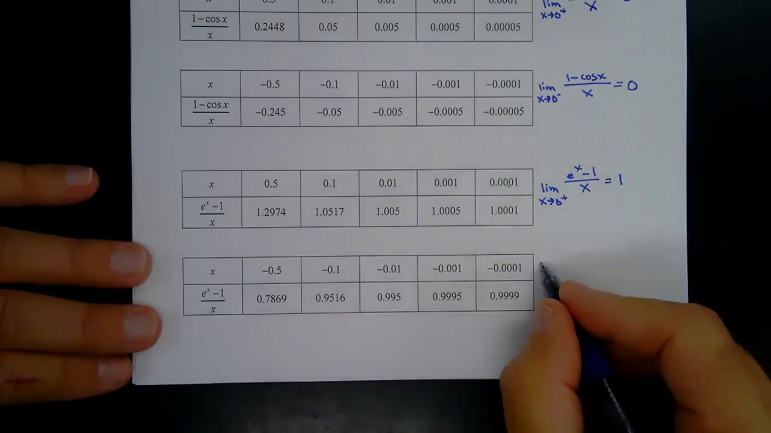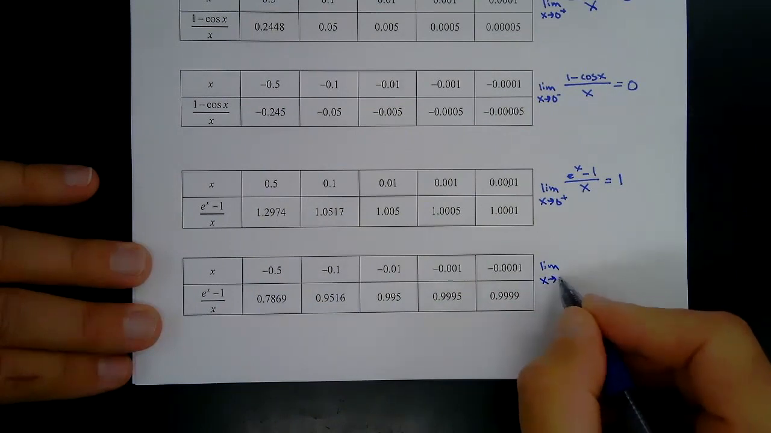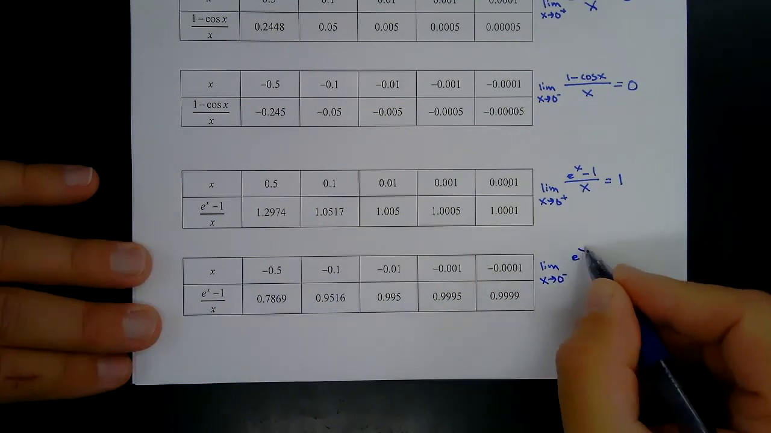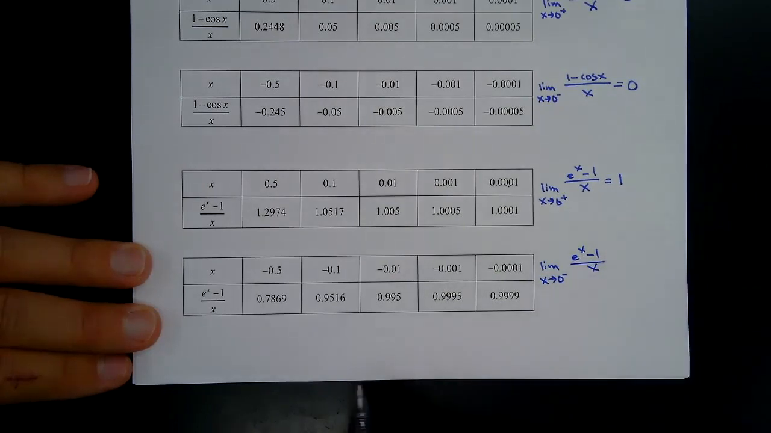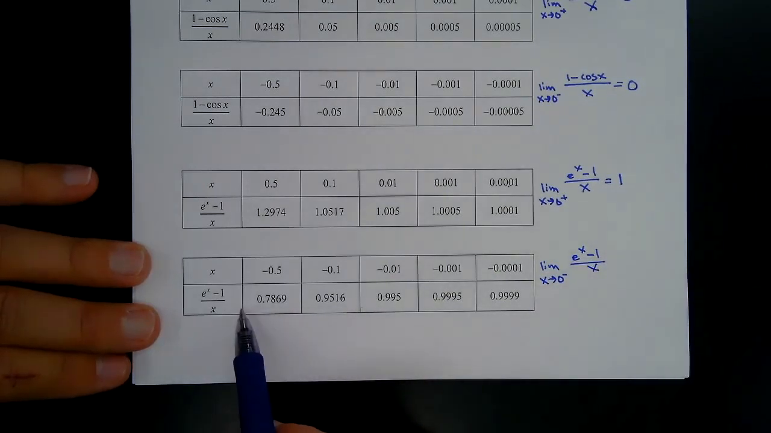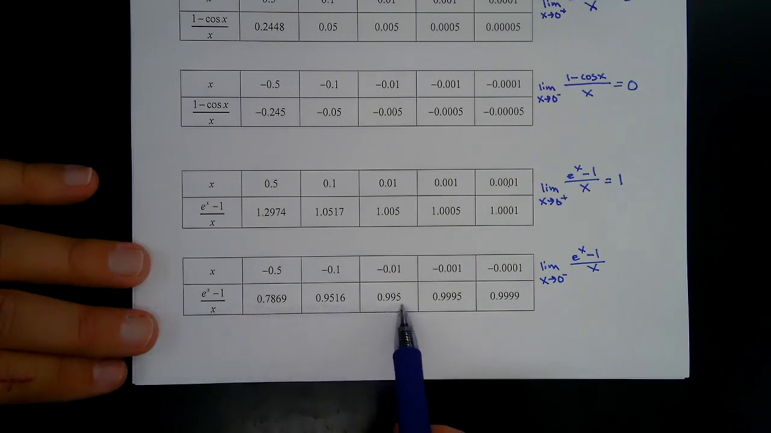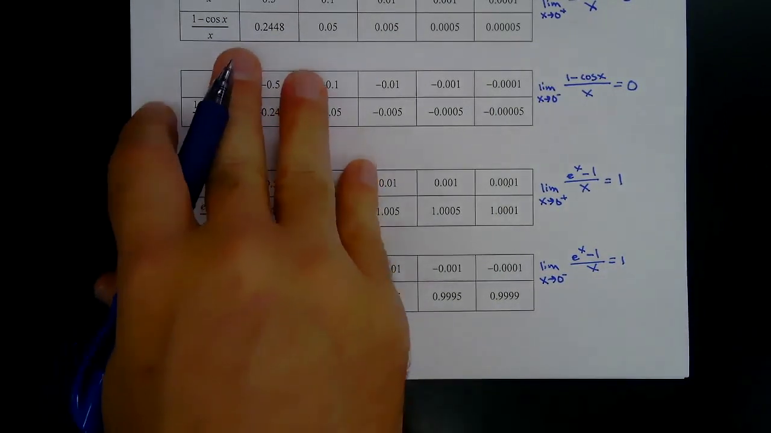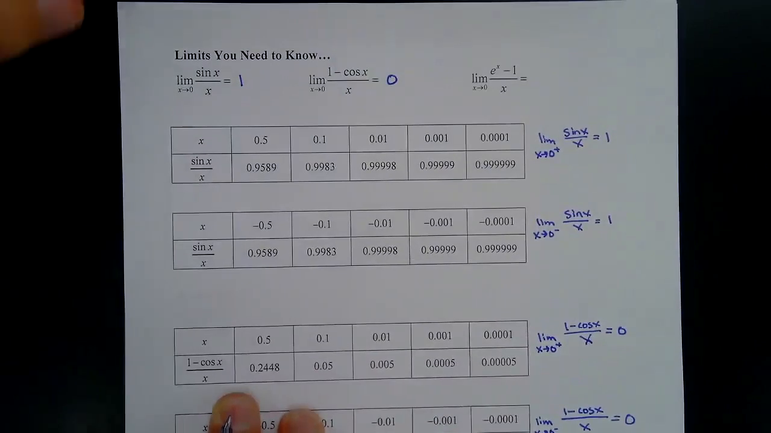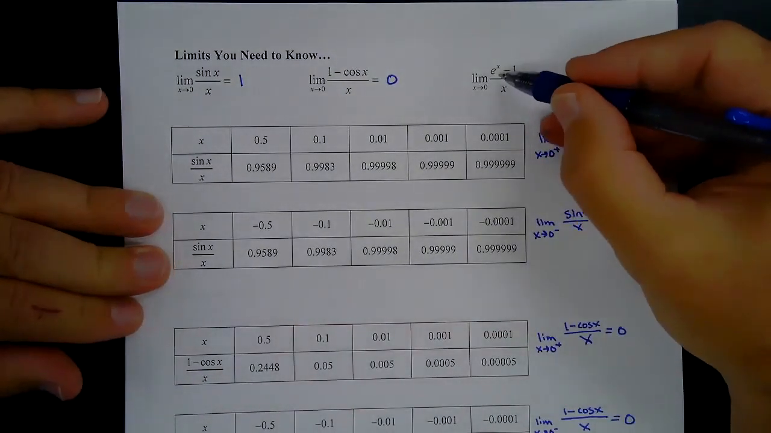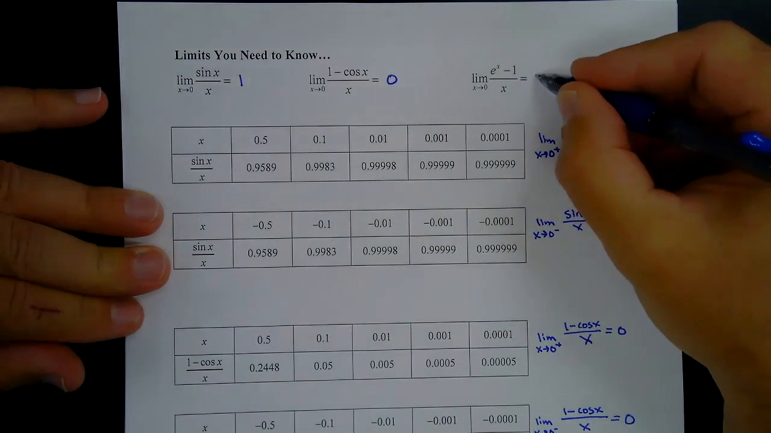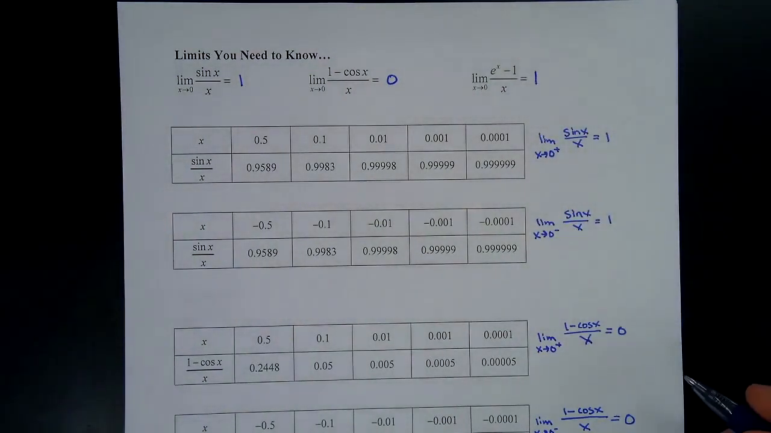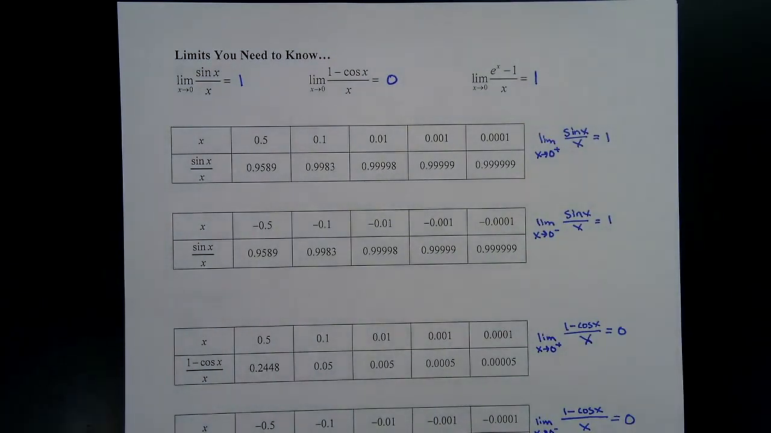This one right here is the limit as x approaches 0 from the left of e to the x minus 1 over x. And what are the y values doing, or what is the value of e to the x minus 1 over x approaching? Well, it's also approaching 1. So this is not a proof, but what that means is the limit as x approaches 0 of e to the x minus 1 over x is also equal to 1. So we're going to use these, so we need to know what these values are. I'm going to show you next how we can use them.